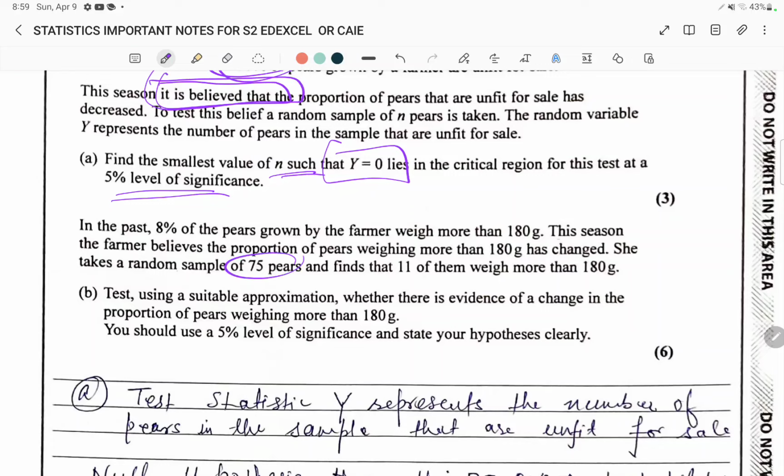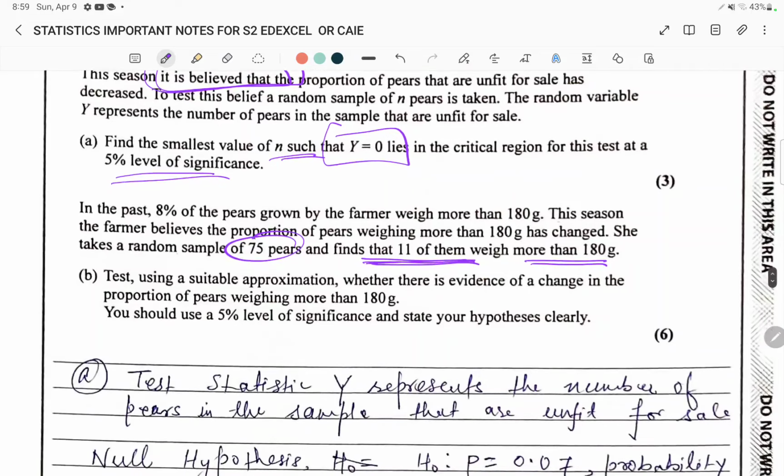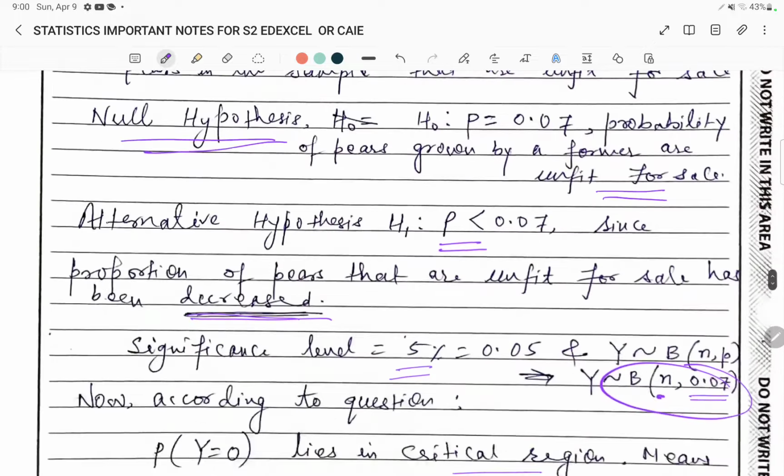She takes a random sample of 75 pears and finds 11 of them weigh more than 180 gram. Test using a suitable approximation whether there is evidence of change in the proportion of pears weighing more than 180 gram or not. So initially we will assume the proportion is unchanged; that will be our null hypothesis, and the alternative hypothesis will be changed. If there is rejection, we will say we have to reject our null hypothesis. If not, we will say we don't have enough evidence to reject our null hypothesis at 5% significance level. So let's start now.